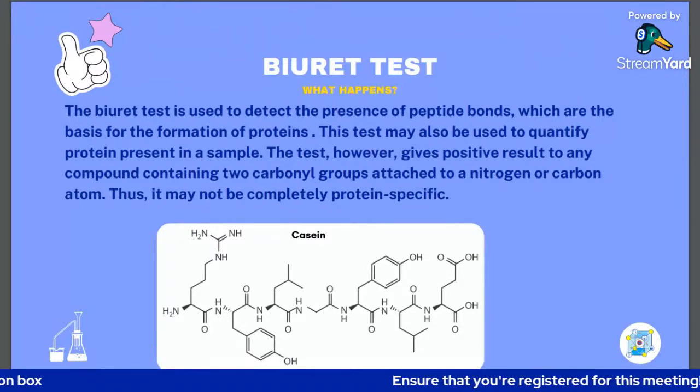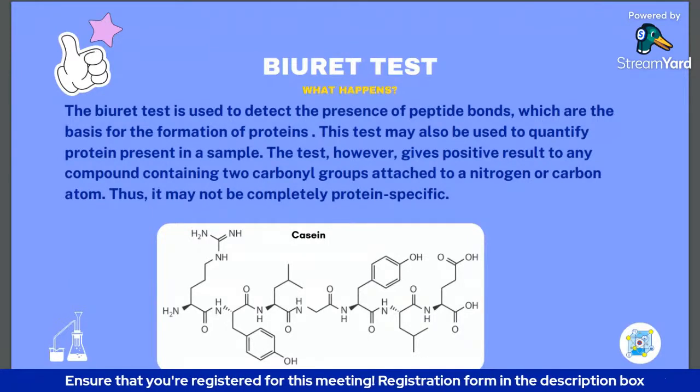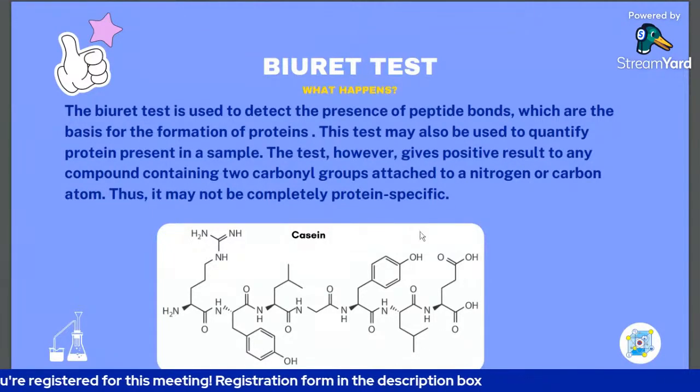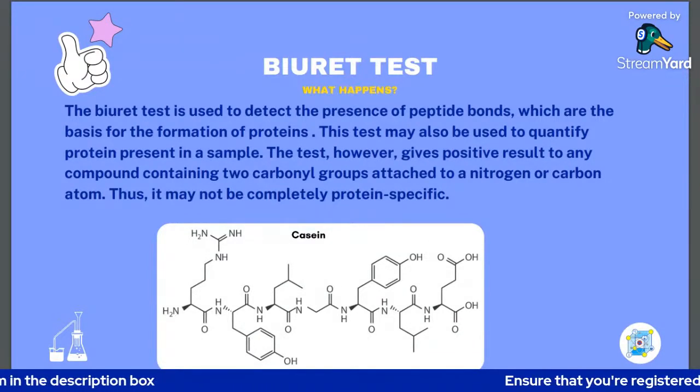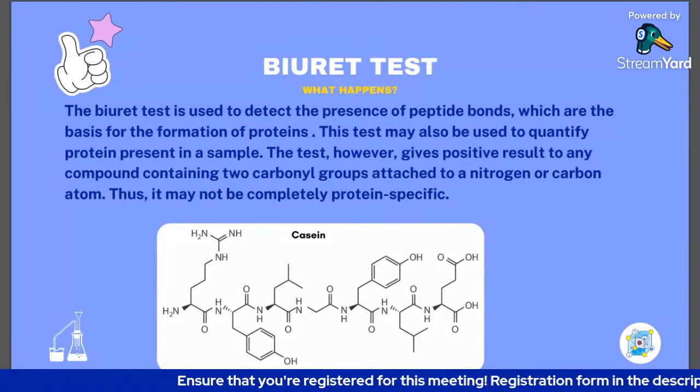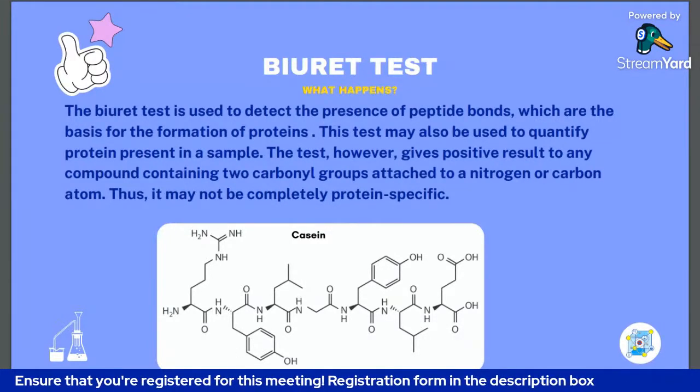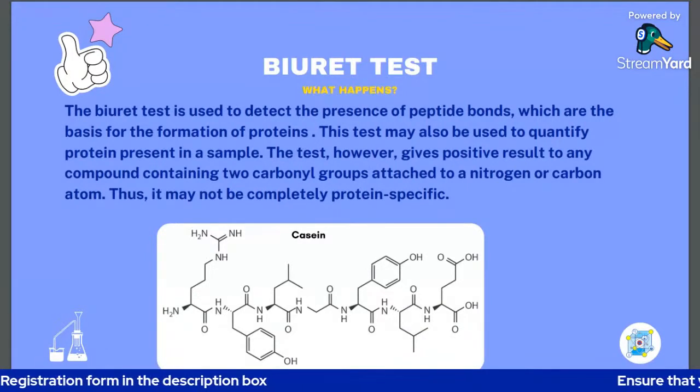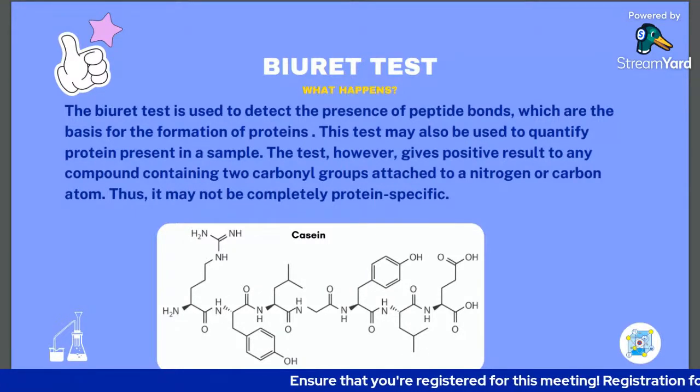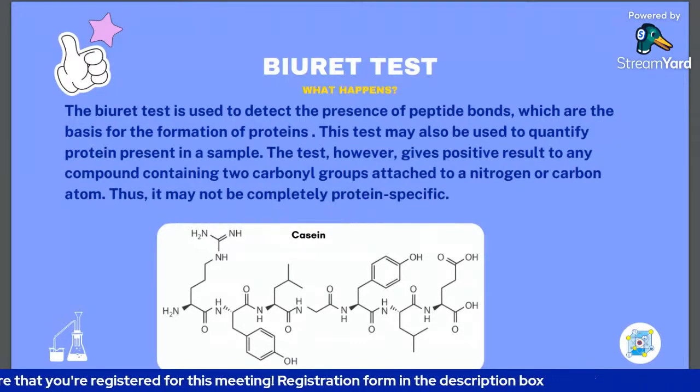So the test gives a positive result to any compound that contains carbonyl groups attached to a nitrogen or carbon atom. So you may find that it is not 100% foolproof to proteins, because you may have compounds that have an amide group, which are not necessarily proteins. So that's actually going to give you a false result. So it's not 100% foolproof, but it's good for a quick, easy, qualitative test.